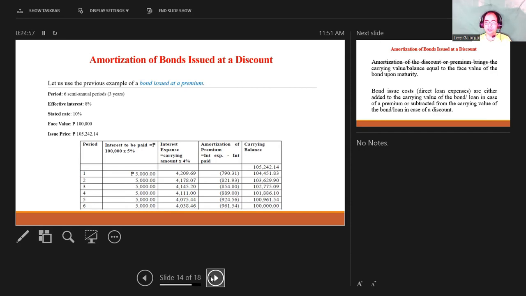So, ang kukumpitin natin ngayon ay para sa second period, same process, 104,451.83 multiplied by the 4%. So, lalabas 4,178.07, minus ulit natin si 5,000 kaya negative 821.93. So, pansinin nyo, yung column na interest expense, pababa, yung amortization of premium ay pataas ng pataas. At the end, 100,000 pa rin ang lalabas niya, yung face value.